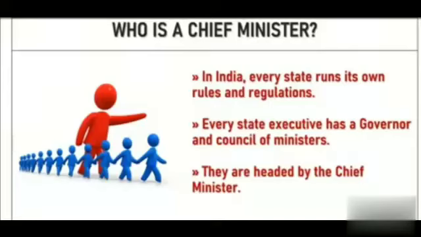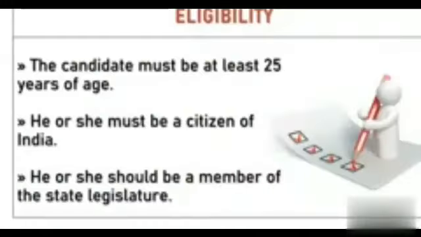Chief minister. In India, every state runs its own rules and regulations. Every state executive has a governor and a council of ministers. They are headed by the chief minister. Eligibility for the chief minister: the candidate must be at least 25 years of age. He or she must be a citizen of India. He or she should be a member of the state legislature.